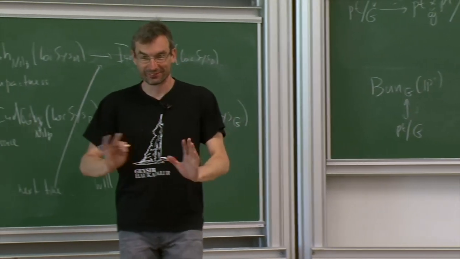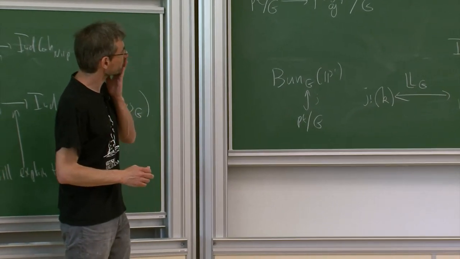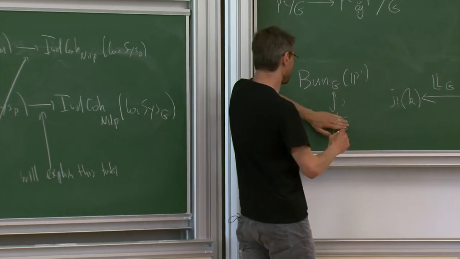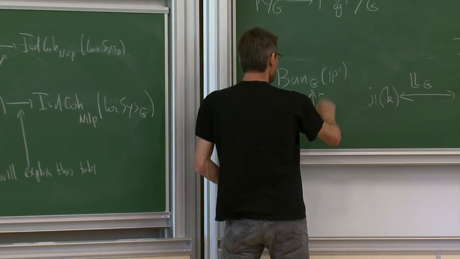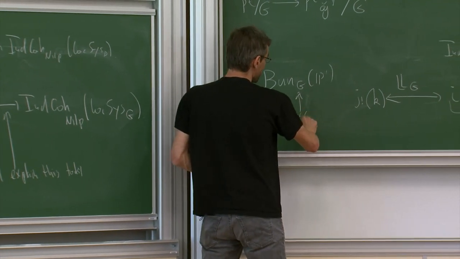So no contradiction. Now, let me modify. Instead of doing this, let me call it J tilde, the map from the point.